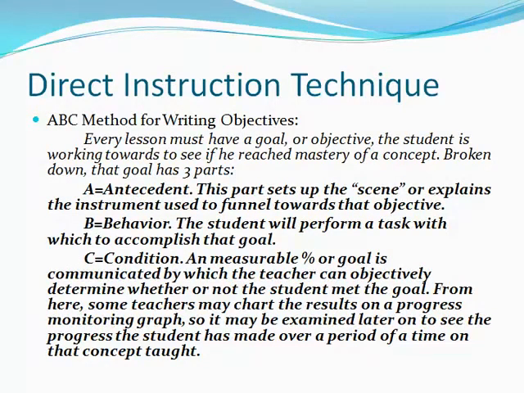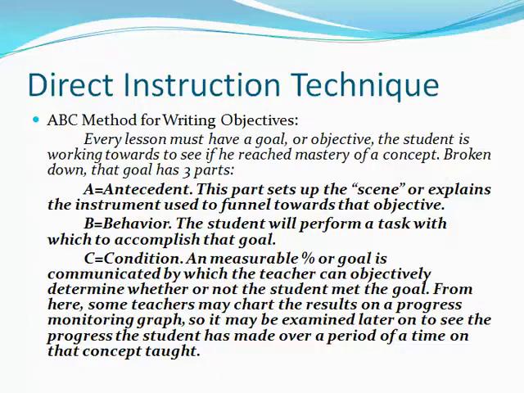I've just given you the goal, which uses the ABC method for writing objectives. Many teacher training programs go into great depth on this technique. Here we'll take a snapshot of it. Every lesson must have a goal or objective that the student is working towards to see if he or she has reached mastery of a concept. Broken down, that goal has 3 parts. A equals antecedent, B equals behavior, and C equals condition.